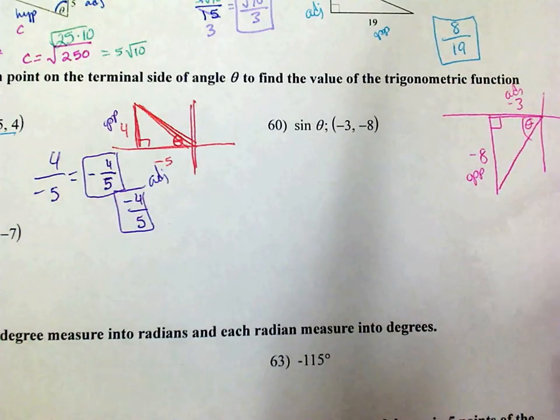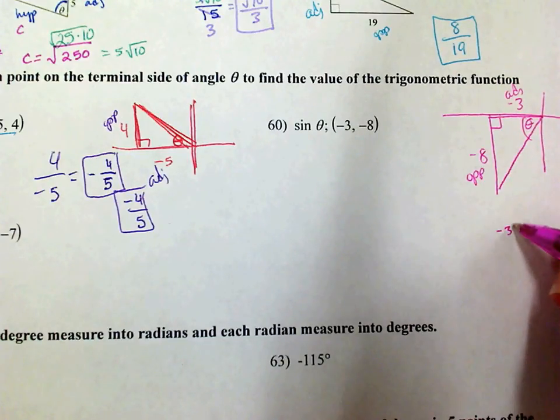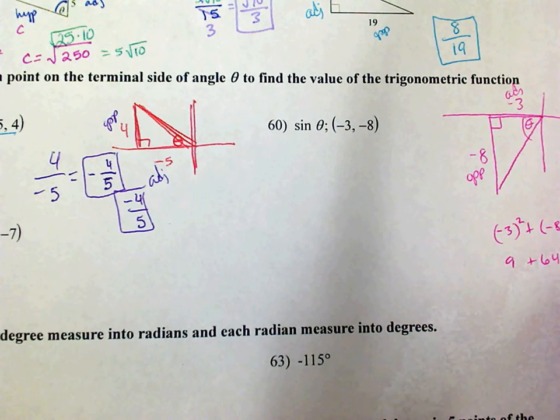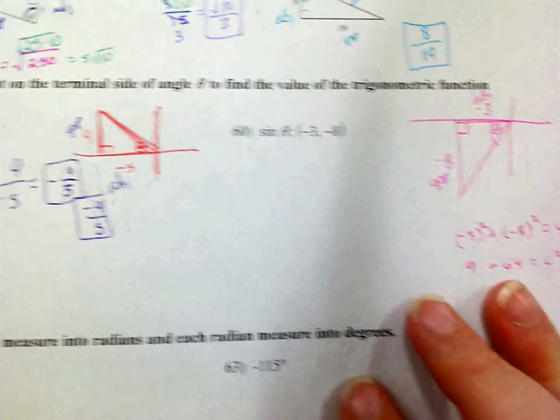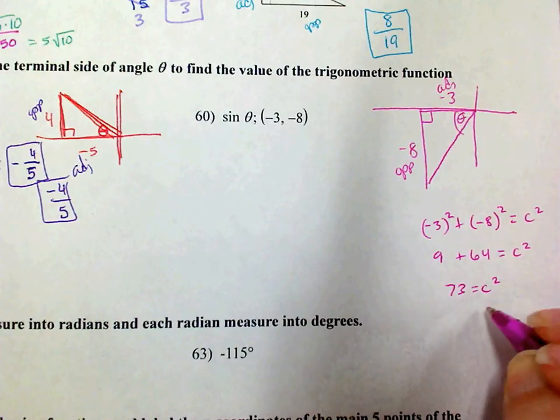So let's do the Pythagorean theorem. A squared plus b squared equals c squared. That's a positive 9. That's a positive 64. And 64 plus 9 is 73. So that means c equals the square root of 73.